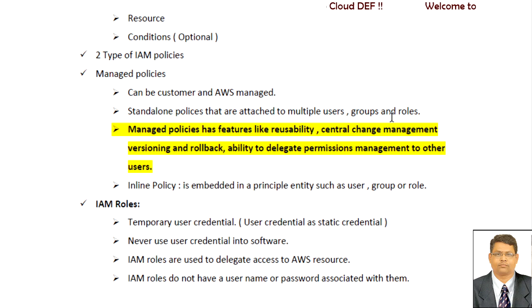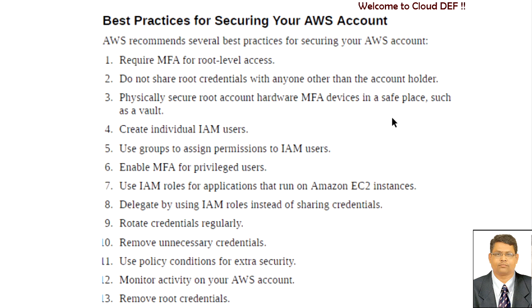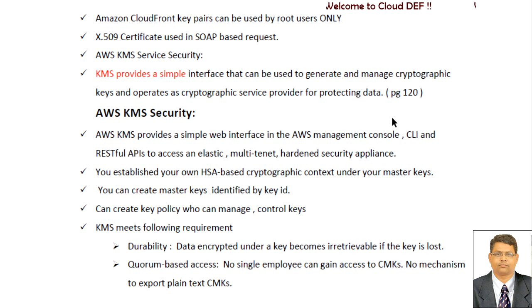IAM roles. Temporary user credentials. User credentials are static credentials. Never embed user credentials into software. IAM roles are used to delegate access to AWS resources. IAM roles do not have a username or password associated with them. They have the following things associated with them. 4 things. Access key ID. Secret access key. Token. Duration. Amazon CloudFront key pairs can be used by root users only. X.509 certificate used in SOAP-based requests.